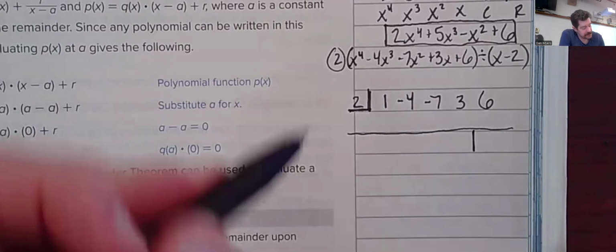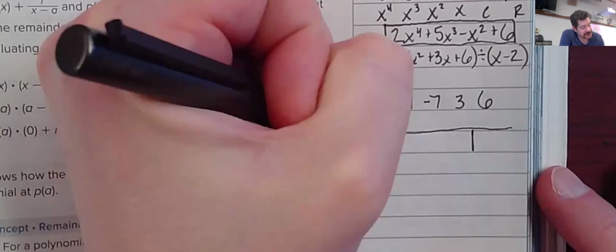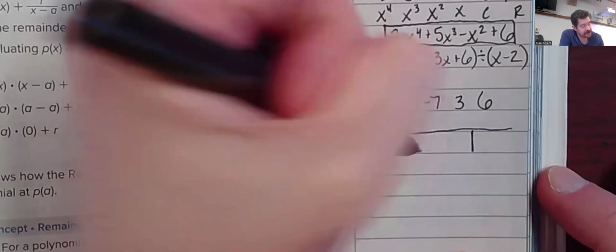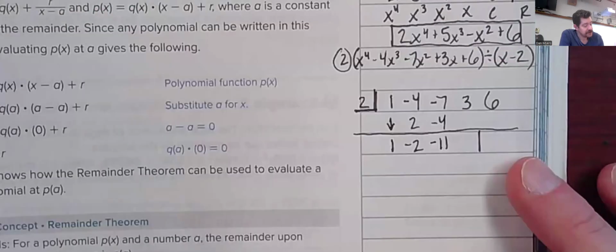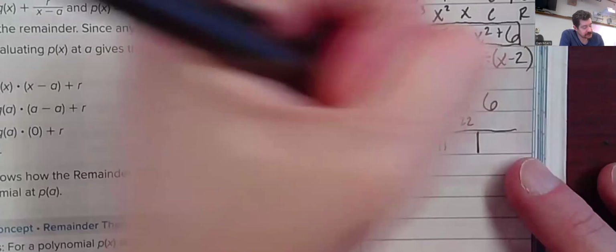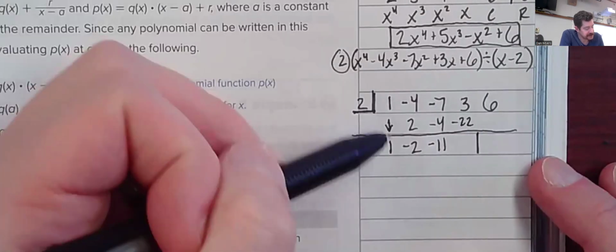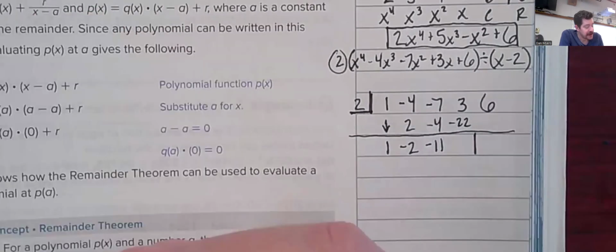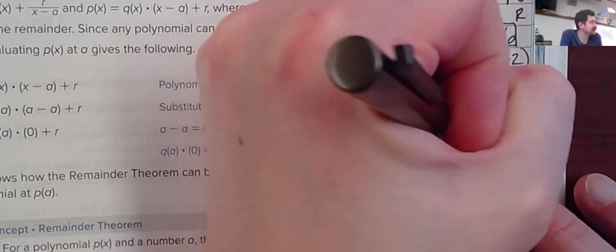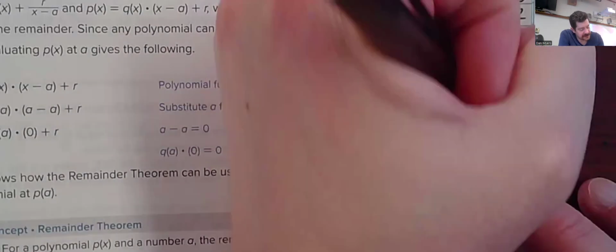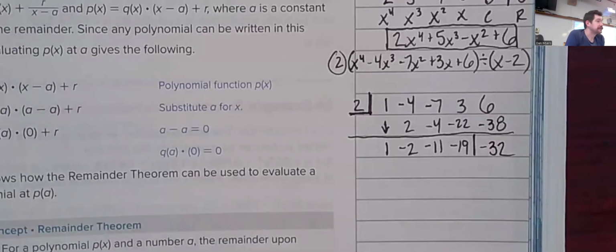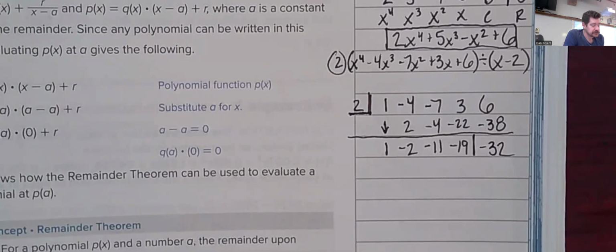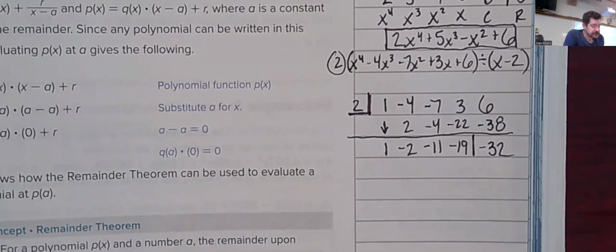And then we bring down the 1 and we start multiplying. So 1 times 2 is 2. Add them together, -2. Multiply, -4. Add, -11. Multiply, -22. We doing this right so far? Let's see. Yeah, looks all right. 3 plus -22 would be -19. Times 2 would be -38. Plus 6 would be -32. And then this should be our remainder.